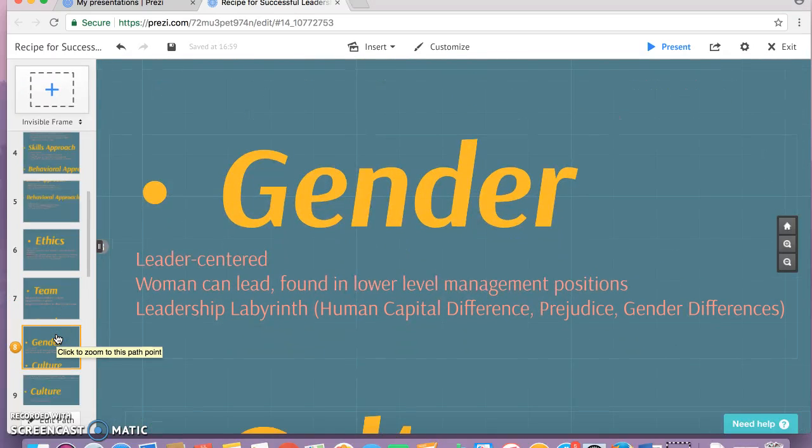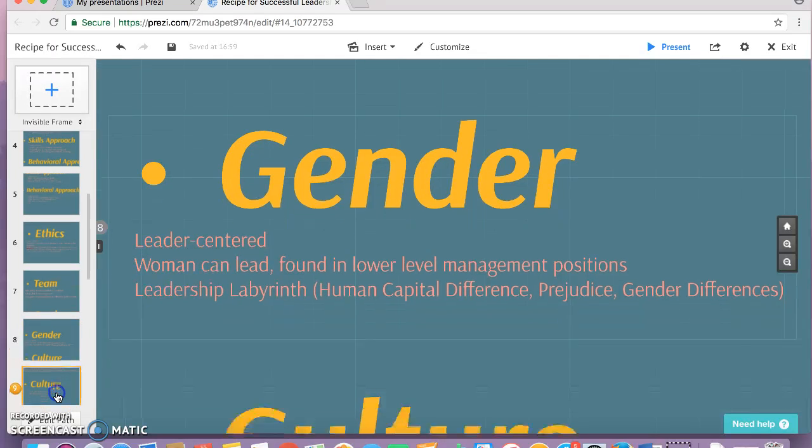Next we have gender, and this is very leader-centered, and this chapter looked at how women and men lead differently in the way that women are found in more lower level management positions and men are found in higher ones. Even though they don't necessarily have any less education, it's just different responsibilities, different priorities that tend to be associated with each gender. And then it looks at the leadership labyrinth, which is the difference in human capital, prejudice, and gender differences that result in women having lower level management positions and men having higher management positions.